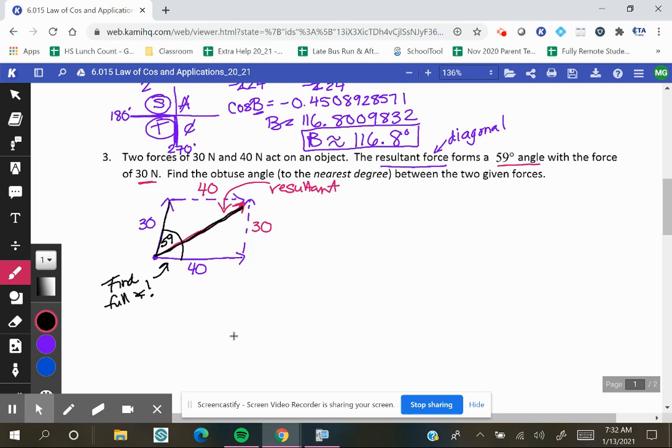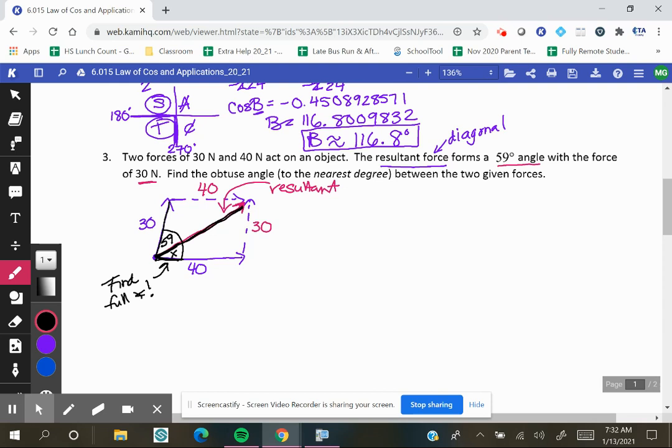So if I want that full angle, if I can just find this little extra piece right here, I can add that to 59 and that'll give me the full angle. All right, so let's see if we can do that. Let's call that little extra piece here X.